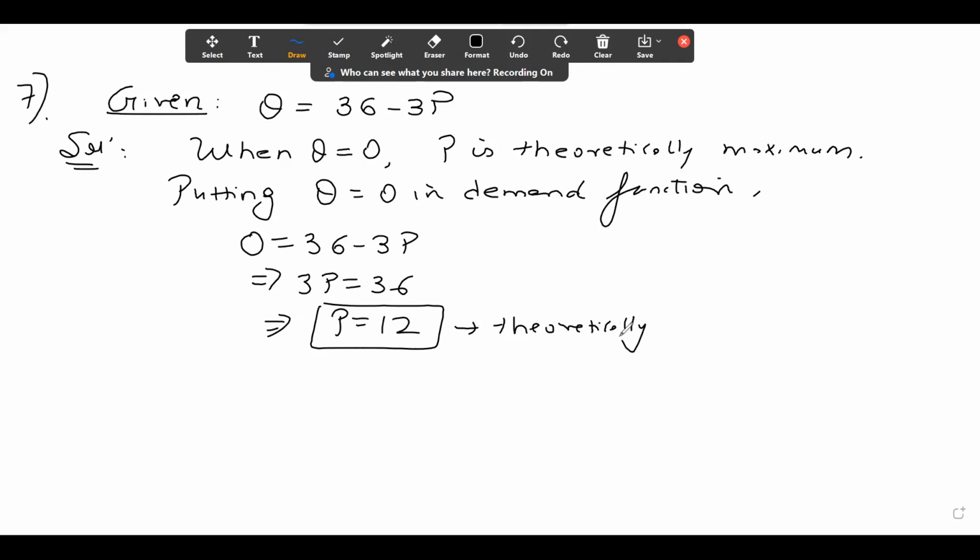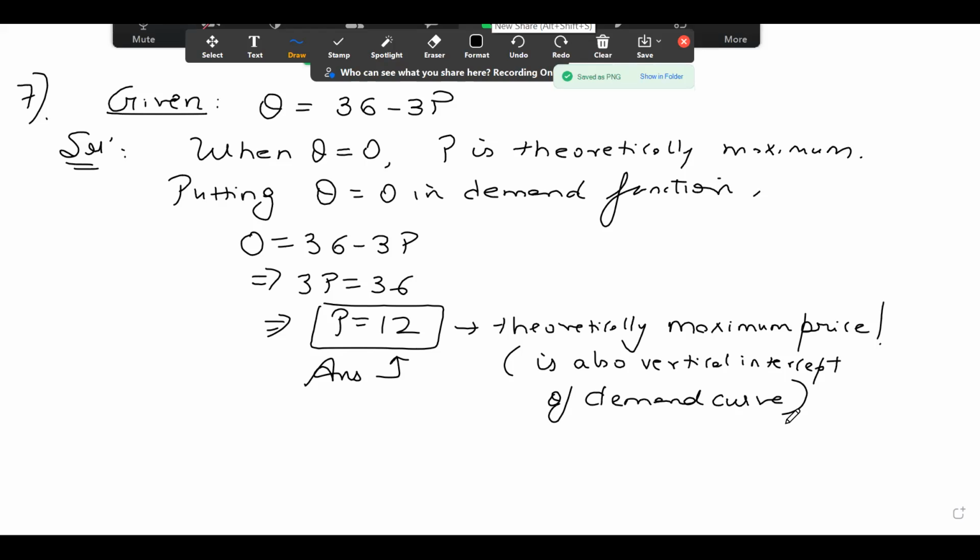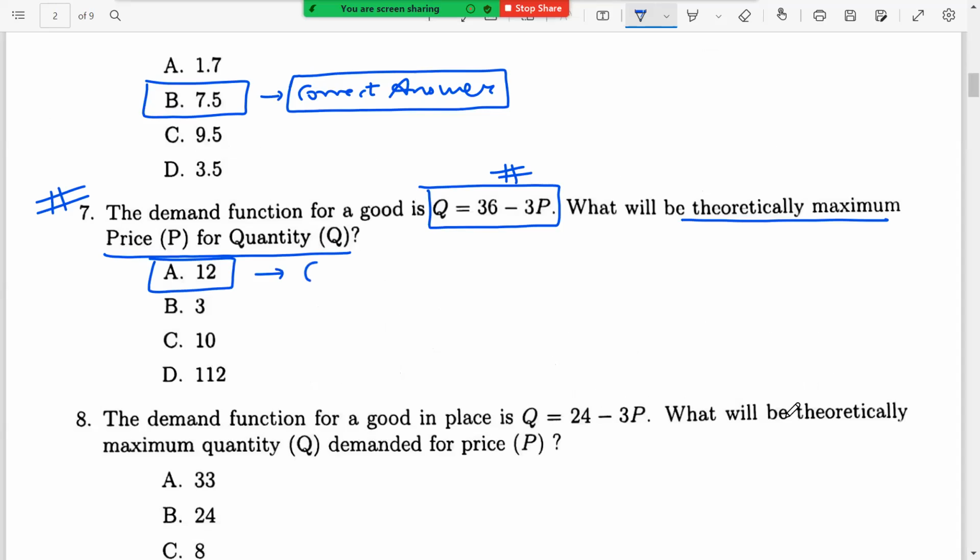Also the vertical intercept of the demand curve. The theoretically maximum price is also the vertical intercept of the demand. The vertical intercept of the demand curve indicates the theoretically maximum price which can be charged. So this is the final answer for this question. Coming back to the question paper, we can mark the correct answer. This is 12. This is the correct answer for this question.